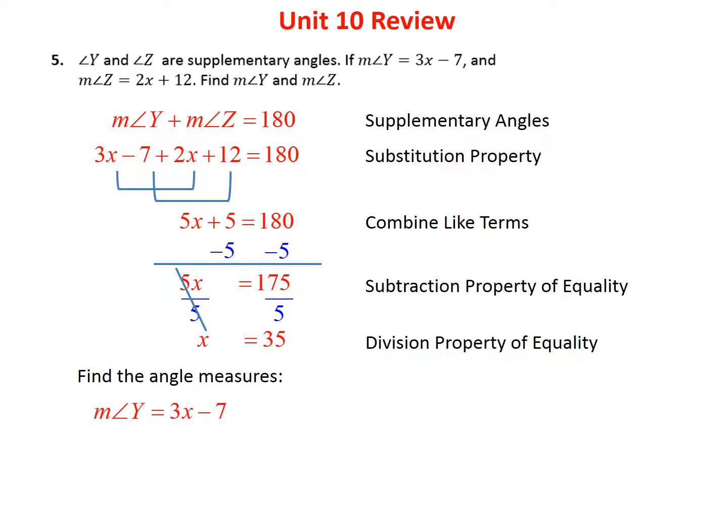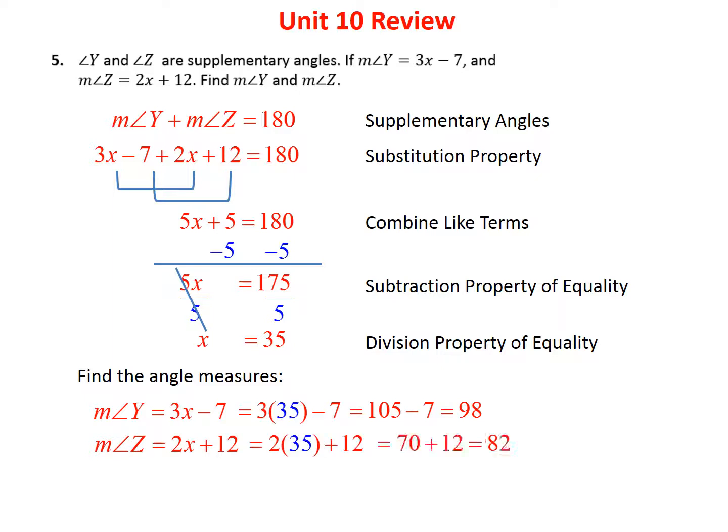Now that we've found x, we can establish what the measure of Y and Z is. So we're going to plug in. Measure of angle Y is 3x minus 7, so let's put in 35 for x. 3 times 35 minus 7, or 105 minus 7, is 98 degrees for the measure of Y. The measure of Z is 2x plus 12. So again, put in 35 for x. 2 times 35 is 70, plus 12 is 82. And now we can check to make sure we got our answer right by simply adding these two together, and we see they equal 180, so we know we got the problem right.